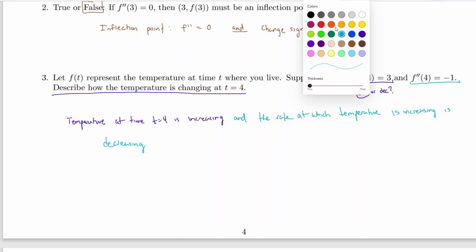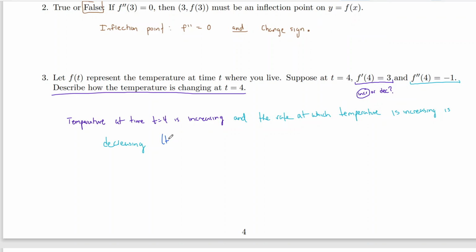And what we can think about this as is the temperature is going up, because that's what increasing means. So in more of a layman's terms, the temperature is going up more slowly. So it's going up because the derivative is positive, but it's slowing in how it's going up. So maybe in 1 hour, it went from 70 to 80 degrees, and then the next hour, it's going from 80 to 85. So it went up a little slower, and then it's just going to go up more and more slowly. But it's still going up.